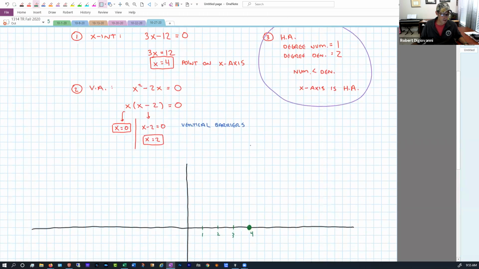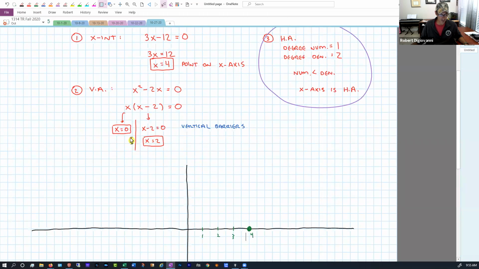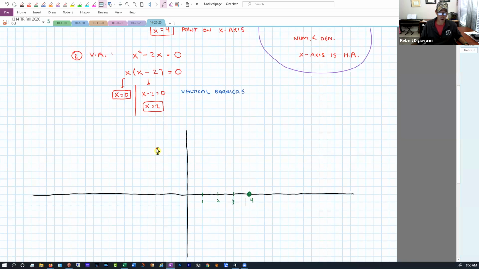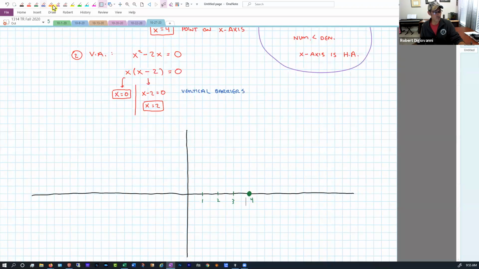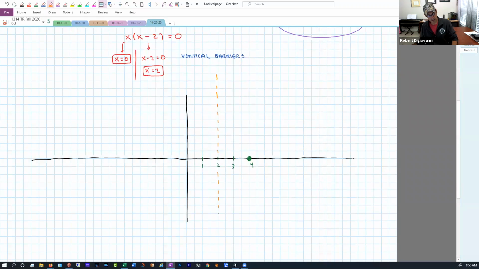Now I move on to the next thing I know. I know I have 2 vertical asymptotes. I have one at 0 and one at 2. Okay, so these are vertical barriers. So I'm going to do these in a different color. I'm going to do these in orange. At 2, I have a vertical dotted line that I cannot cross. When my graph gets close to that dotted line, the graph is either going to take off up or it's going to take off down. I don't know yet which it's going to be. It's up or down, but I'm not sure yet.